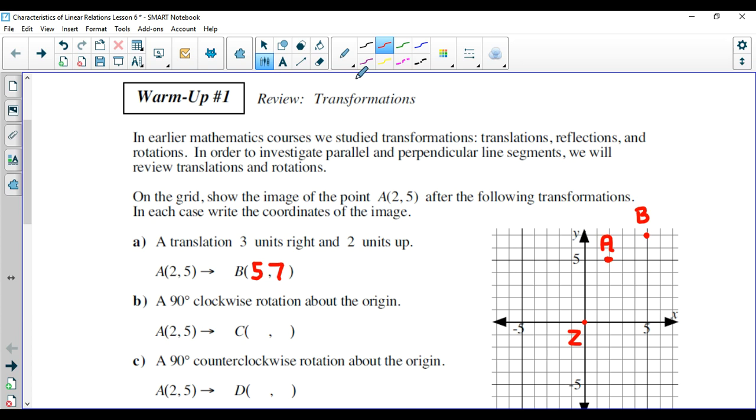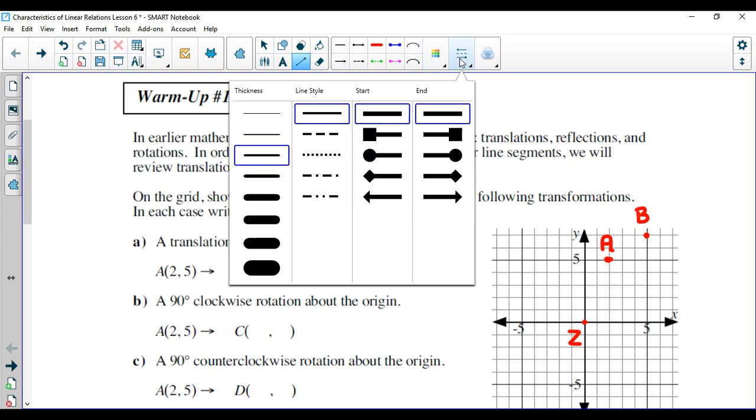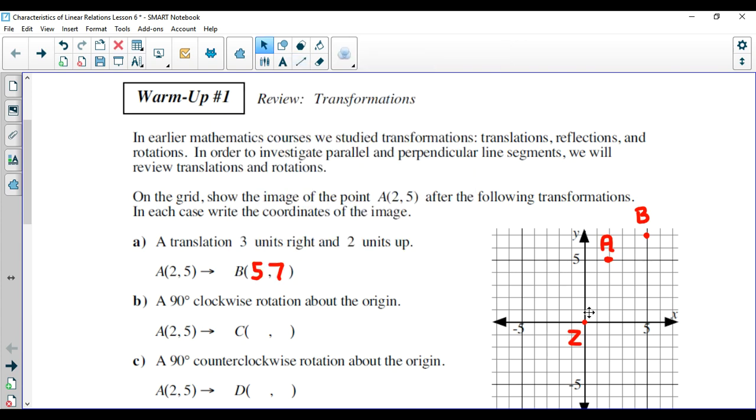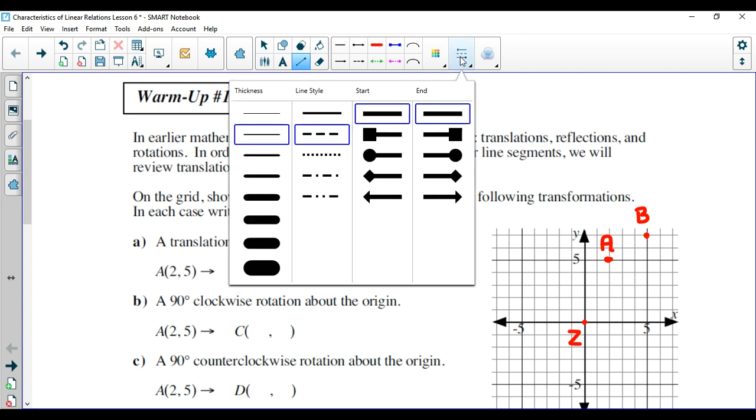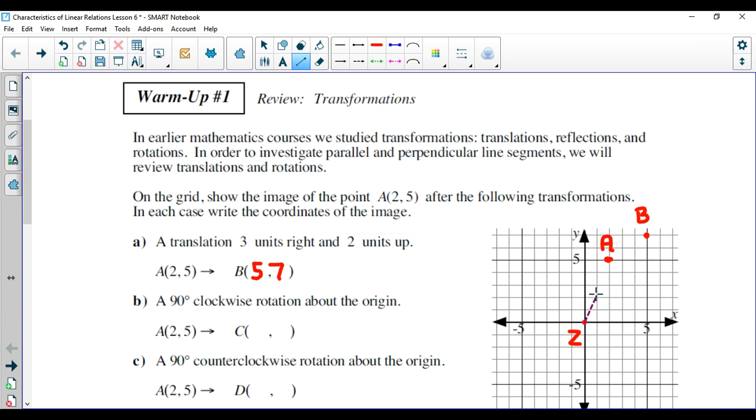The first thing I'm going to do is make a line that connects the center of rotation to point A. So I'll pick a line here, and I'm going to make it a different color. So let's make it purple in color. And then I'm just going to make it a dashed line, and I'm going to connect this line. Let's see, is this the correct line here? Yes, okay. I'm going to connect this line from the center of rotation to that point.